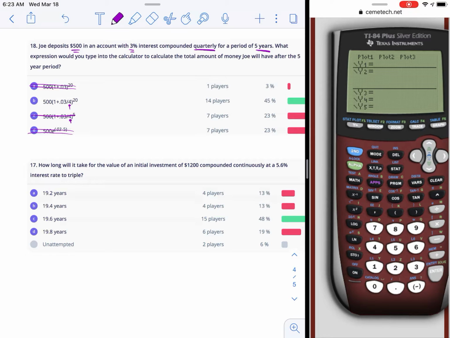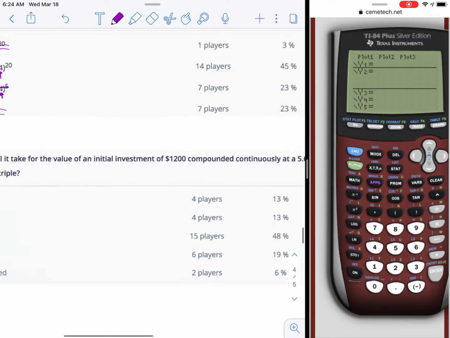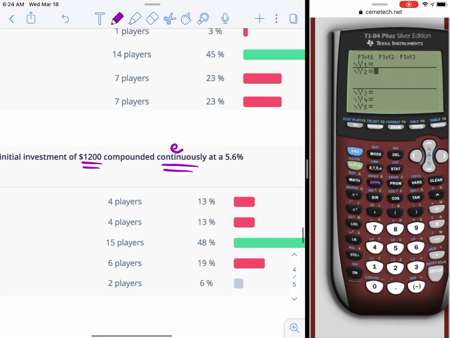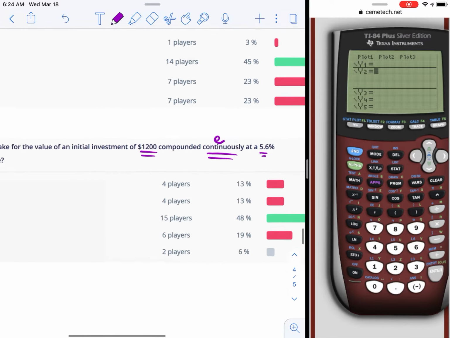Final question in this set is another one I would totally have predicted you guys would make mistakes on because this is a tough one. We want to find time, which means we're going to have to use the intersection button in our calculator. Now, the investment is $1,200 compounded continuously. I'm going to put an E above that right away because I know that these are the ones where we have to use that other formula, and then that interest rate of 5.6.